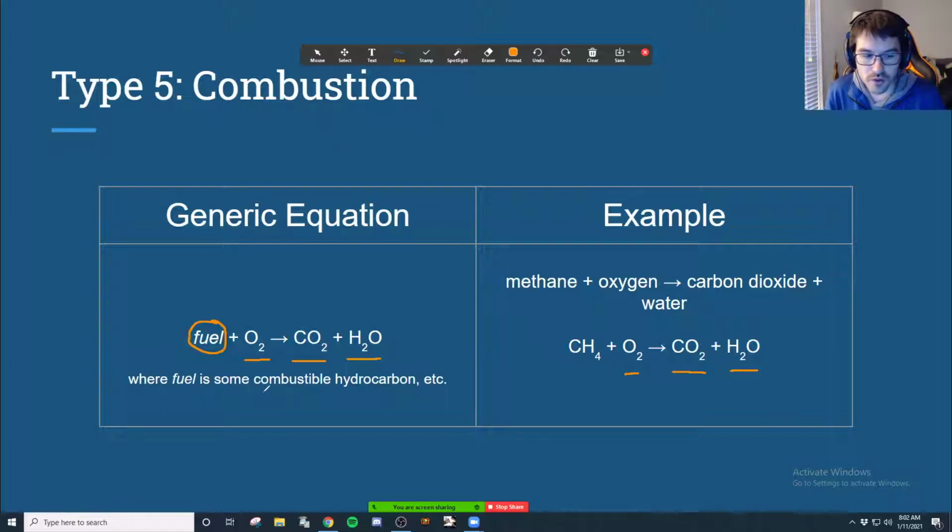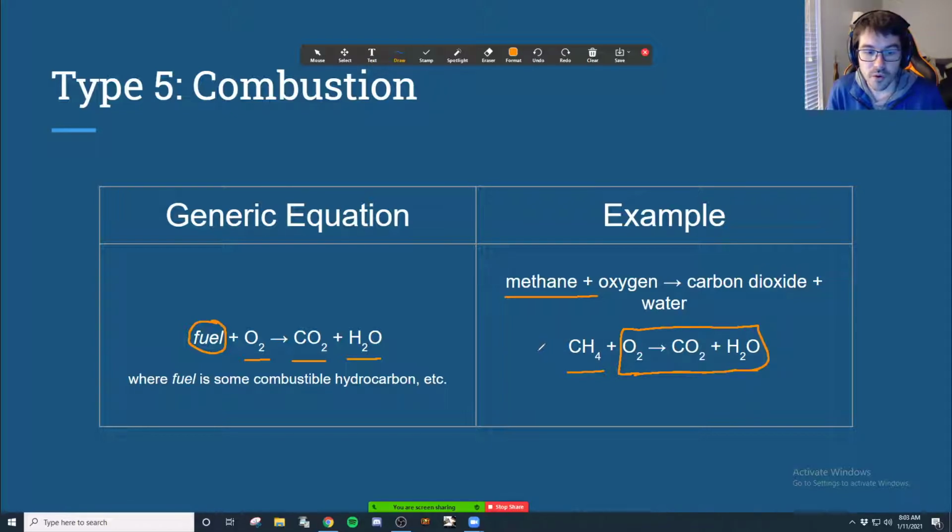So fuel is going to be some combustible chemical, usually a hydrocarbon, meaning it's got hydrogen and carbon in it, something that you're going to burn. In this case over here, it's methane, CH4. What you're looking for in a combustion reaction is these three things. If you see these three chemicals in this order, it is going to be a combustion reaction pretty much every time.